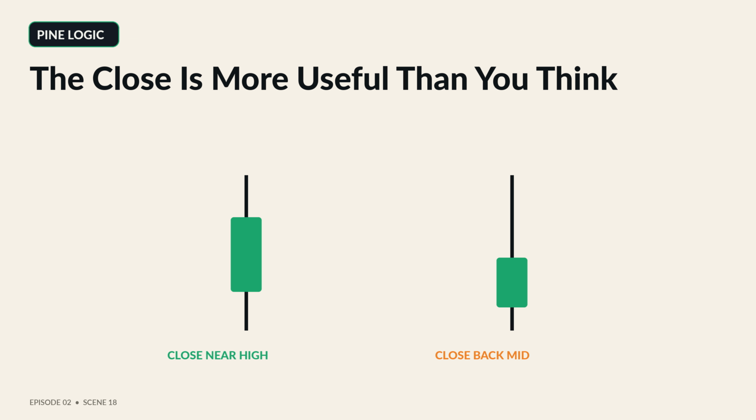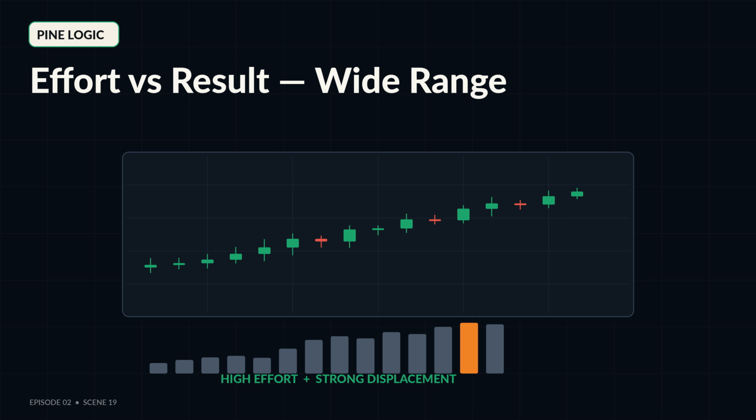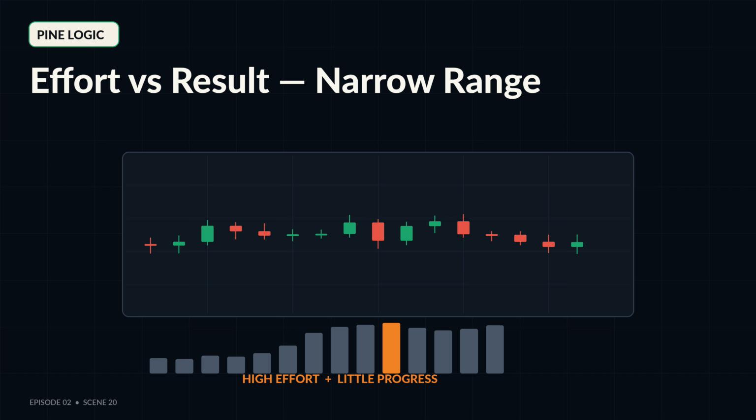Now add effort. A wide bullish candle on elevated volume that closes near its high shows substantial activity produced substantial displacement. That does not guarantee continuation, but effort translated efficiently into movement. Now keep volume high but make the range narrow. Huge activity, little progress. Aggressive orders may be meeting substantial opposing liquidity. Traders call this absorption, but the candle cannot identify who is absorbing.